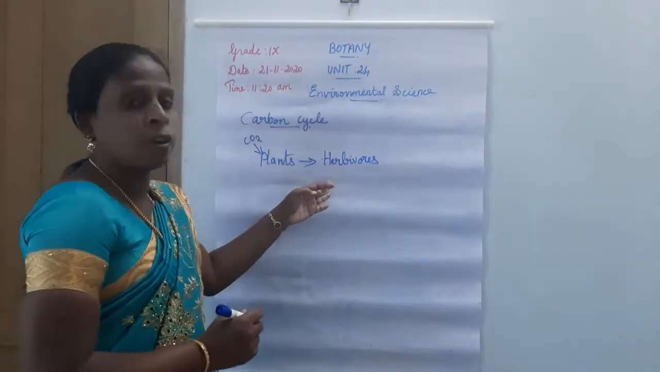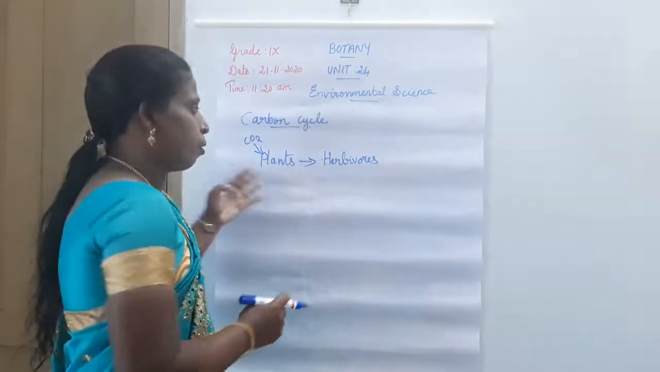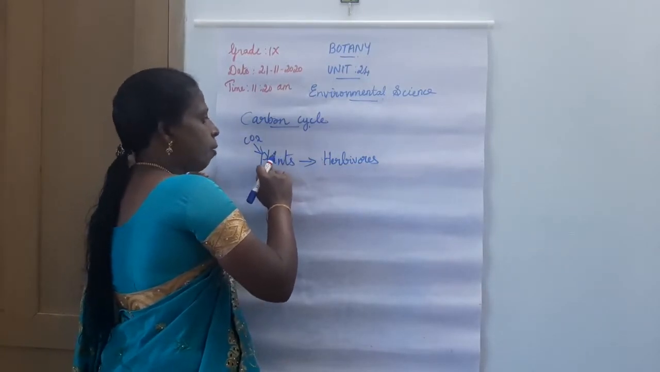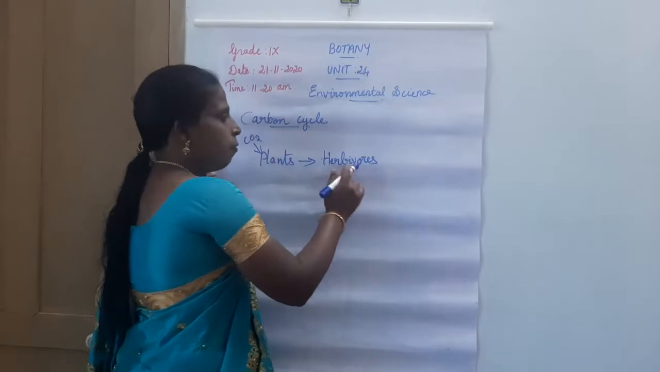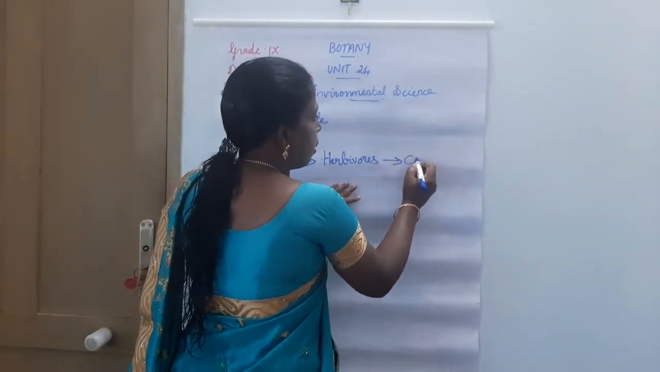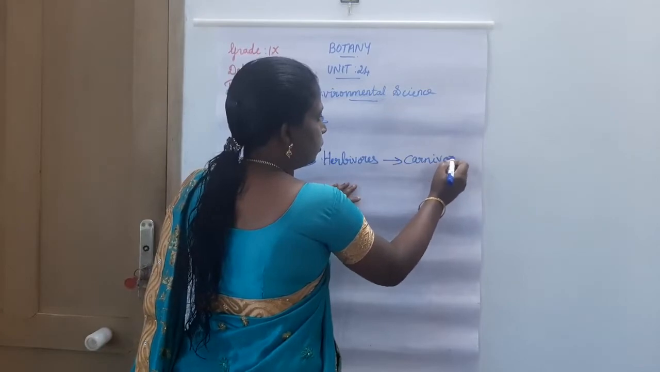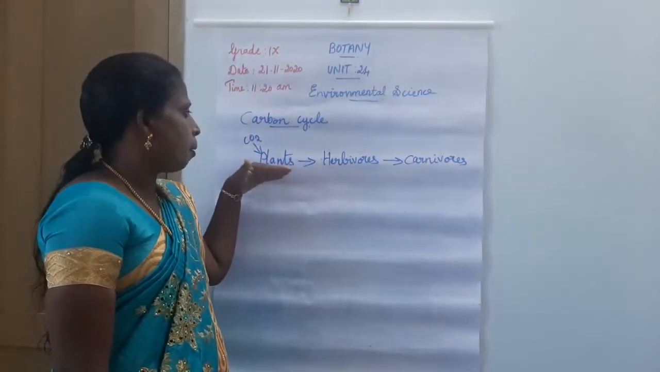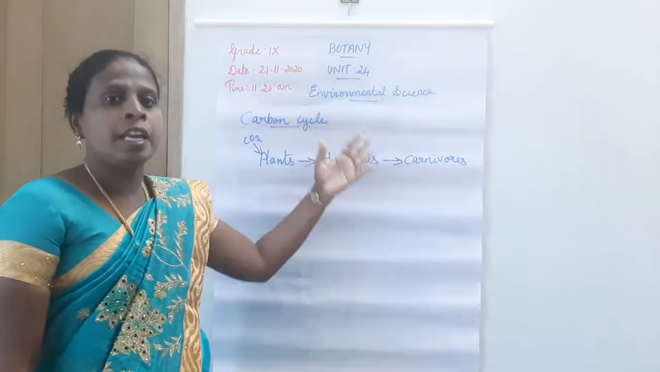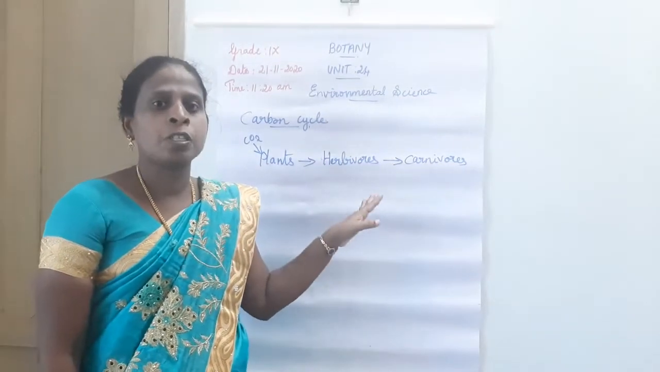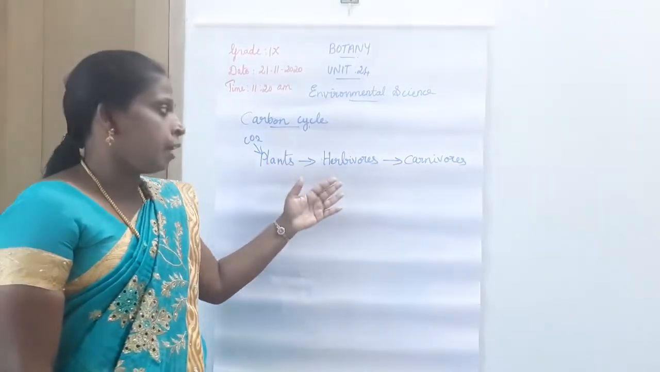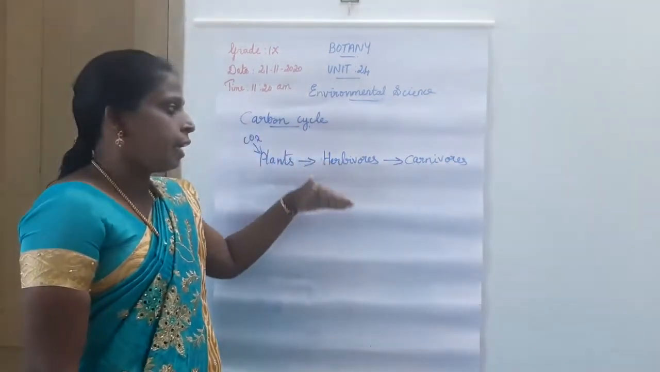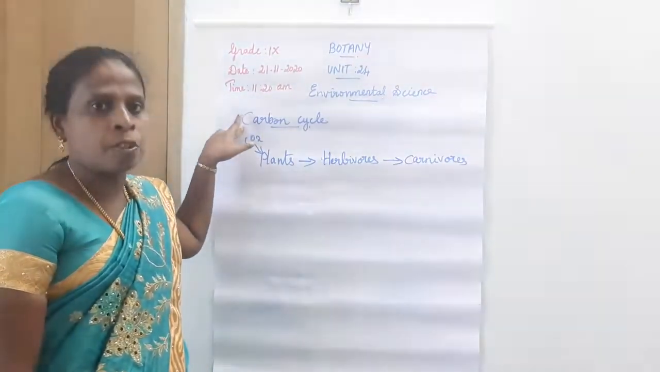What are herbivores? Plant eating animals are called herbivores. These animals consume the plants for their food. Now the carbon enters the herbivores. The herbivores can be eaten by the carnivores, so it enters the carnivores. After the death of these plants and animals, the dead organic matter is decomposed by the decomposers, and during decomposition a gas is evolved, called carbon dioxide. Again this carbon dioxide is released to the atmosphere.